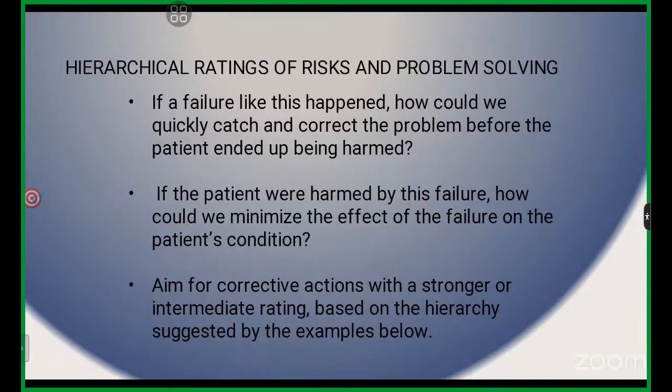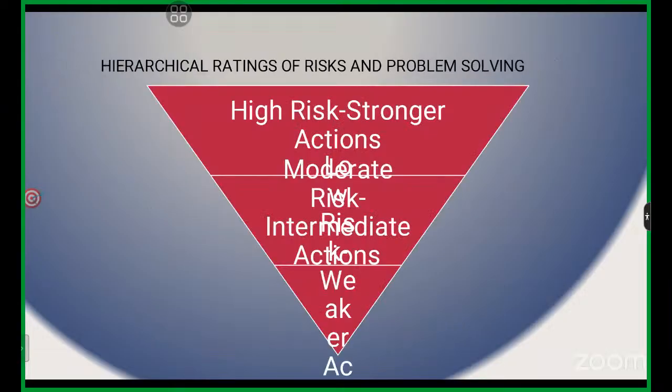Now, this is where communication comes in. How prompt is your communication? So these are things that we need to know. Now we aim: if the patient were harmed in this failure, how could we minimize the effect of the failure on the patient condition? Aim for corrective actions with a stronger intermediate rating based on the hierarchy suggested by the examples below. Now look at this inverted pyramid: hierarchical ratings on risk and problem solving.